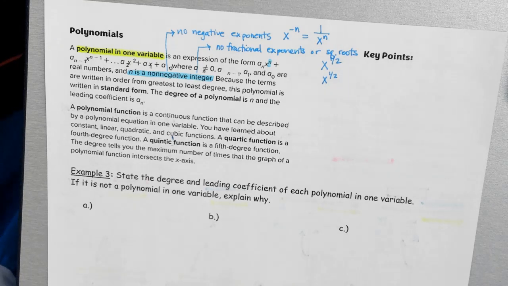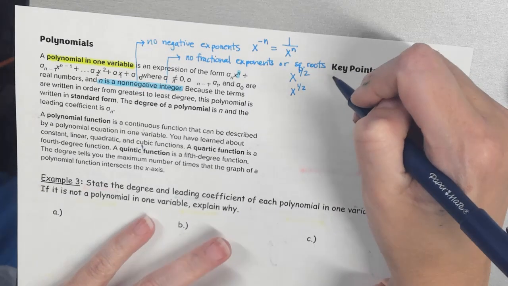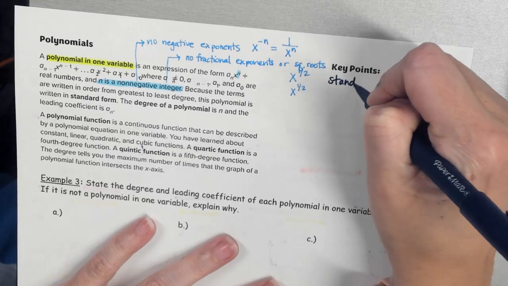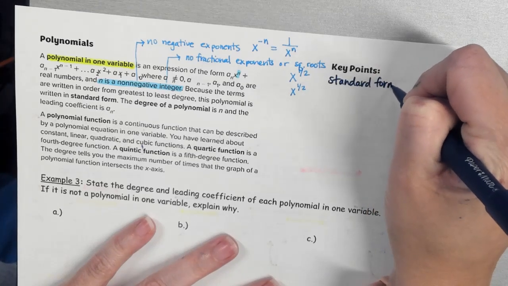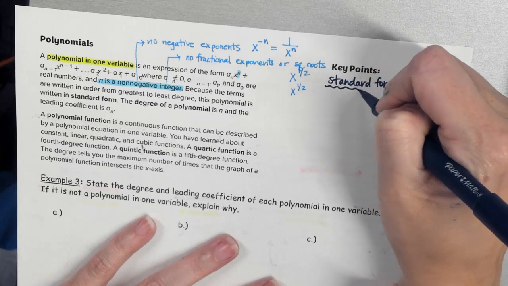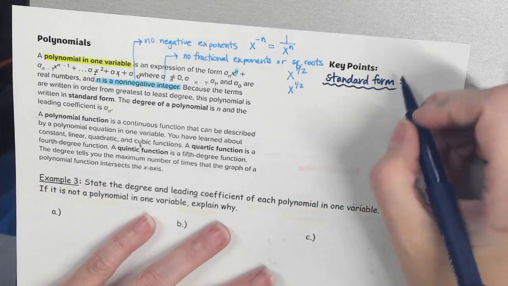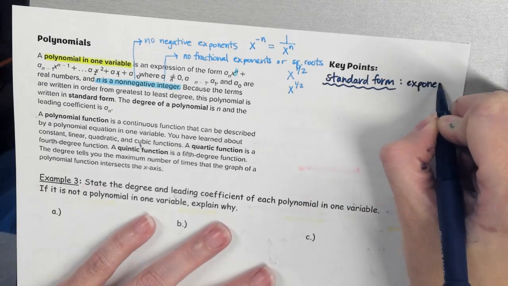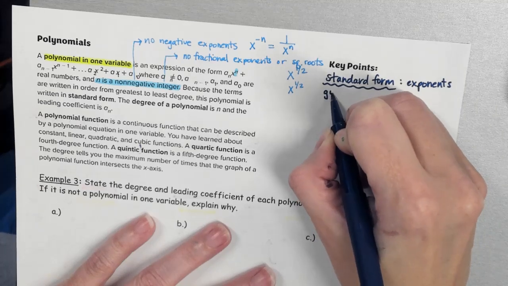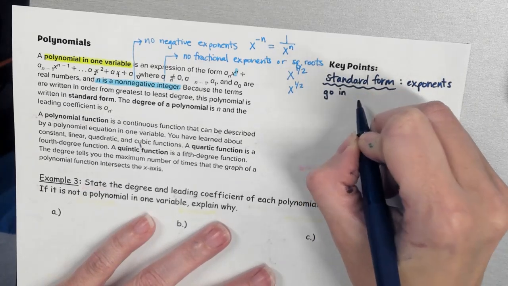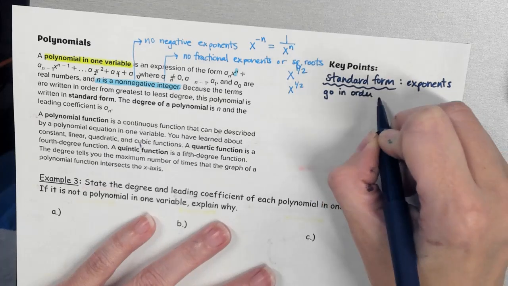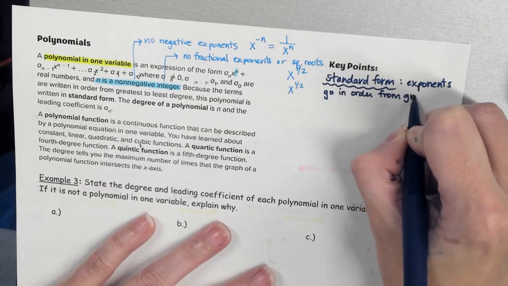Okay, and then this says because the terms are written in order from greatest to least degree, this polynomial is written in standard form. So most of the time you are going to have your polynomials in standard form. That's actually what you're used to seeing, but they do not have to be given to you in standard form. So when they are in standard form, the exponents go in order from greatest to least.